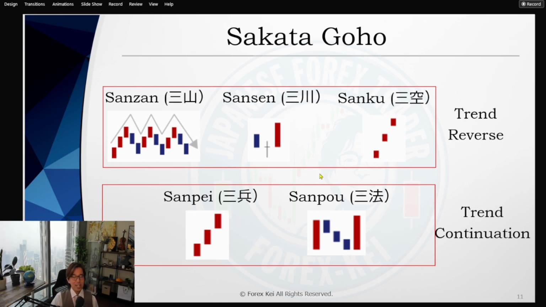So on the next video, I will be explaining more about these patterns, and also I will check in some live market and identify the patterns. So hopefully you enjoy the next video, which will be more practical, and continue to learn the candlesticks.